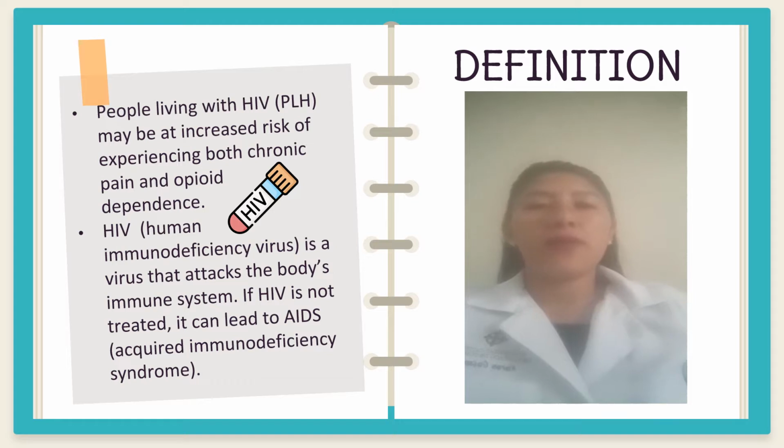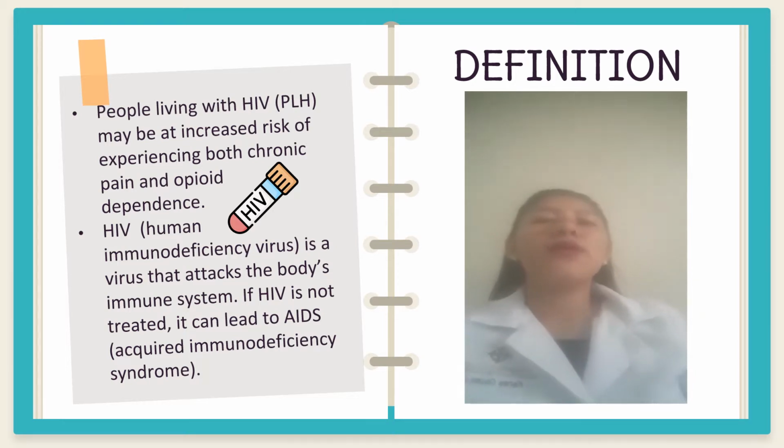Human immunodeficiency virus is a virus that attacks the body's immune system. If human immunodeficiency virus is not treated, it can lead to AIDS, acquired immunodeficiency syndrome. There is currently no effective cure. Once people get human immunodeficiency virus, they have it for life. But with proper medical care, HIV can be controlled.